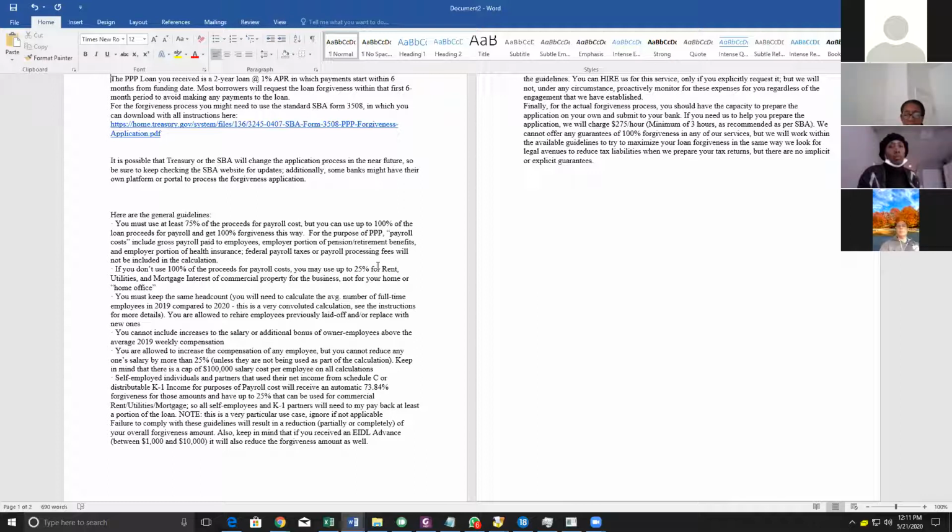If you don't use 100% of the proceeds for payroll, you may use up to 25% for rent, utilities, and mortgage, not for your home or home office. Until they come out with clear guidance on that, it does not include the home office.